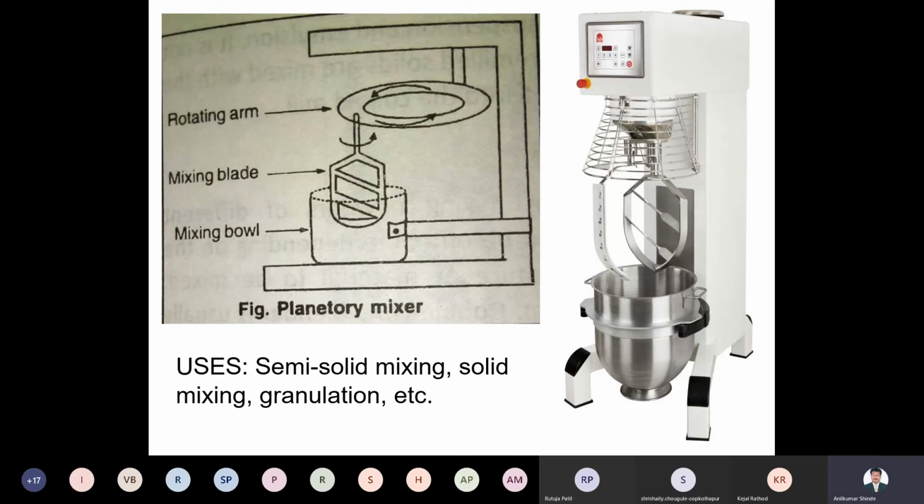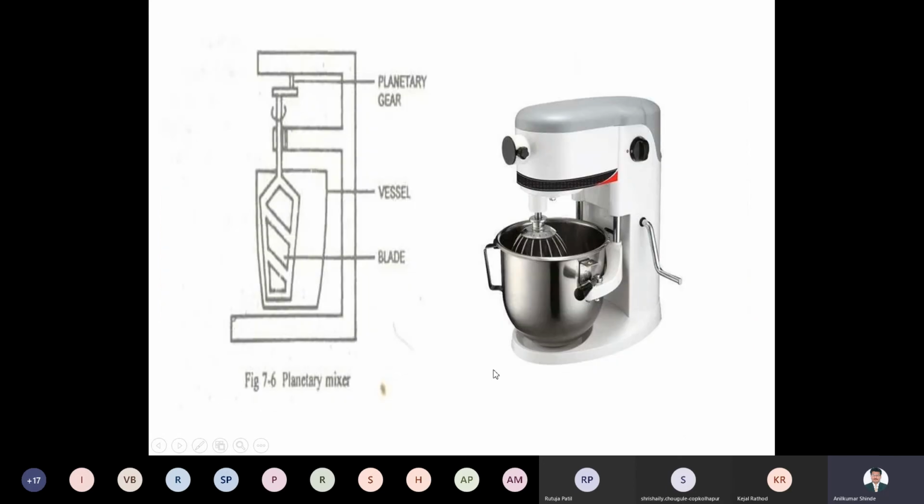This is an attachment. Every time you can take the material and put it into the bowl. And this is a rotating arm. With the rotating arm, the whole assembly of the mixing blade goes downward and is fixed at a fixed position. Then we can start the machine. This is a totally programmable type of machine, and we can use it for granulation.